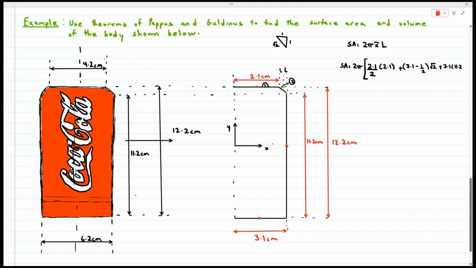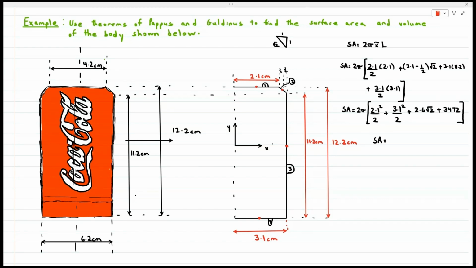The next one, the third area, is going to be 3.1, which is the distance all the way to the end. That's the x-coordinate of the third little line, multiplied by its length, which is 11.2. And what about the fourth area? 3.1 over 2, multiplied by its length, 3.1. If we perform this calculation, we get that the surface area is approximately 286 square centimeters.